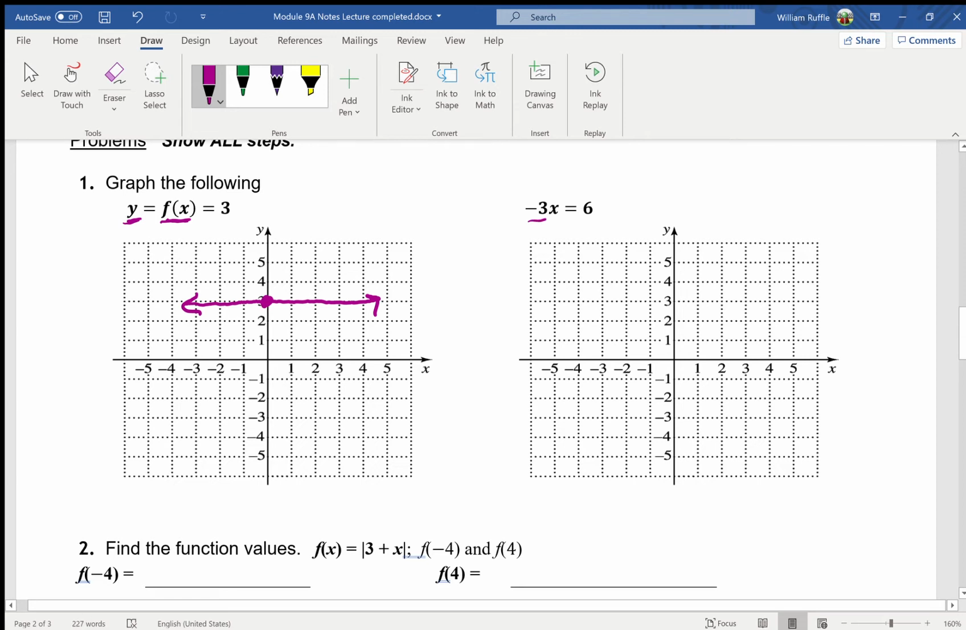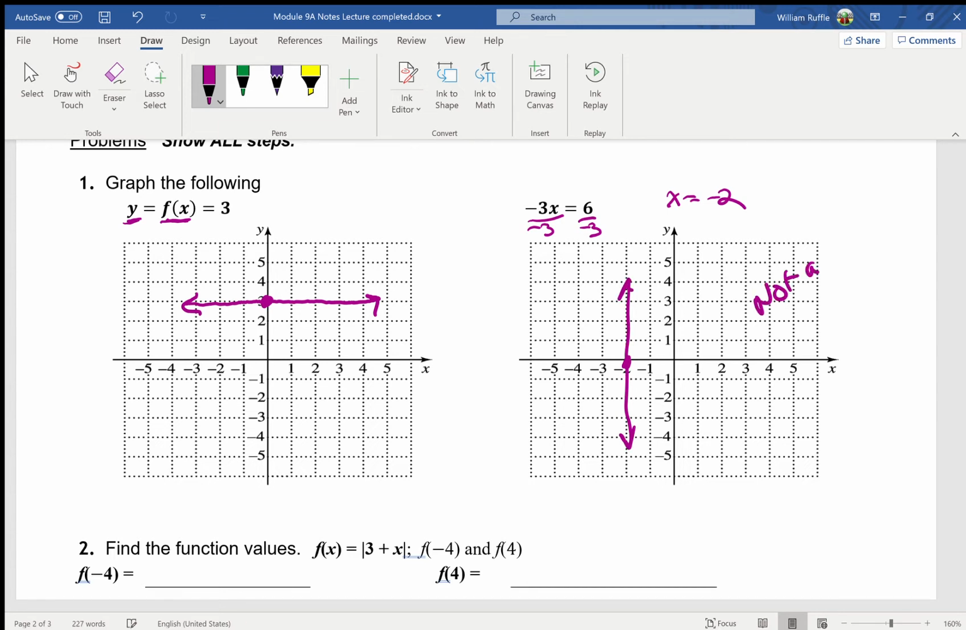This next graph, divide each side by -3, I get x equals -2. So I go to where x equals -2, and then I draw a vertical line. I have undefined slope, it's a vertical line. This is not a function. I know it did not ask that, but anytime we have vertical lines, no function.